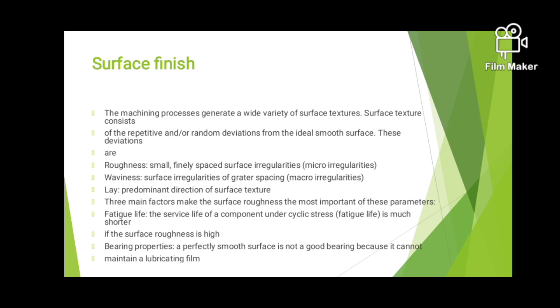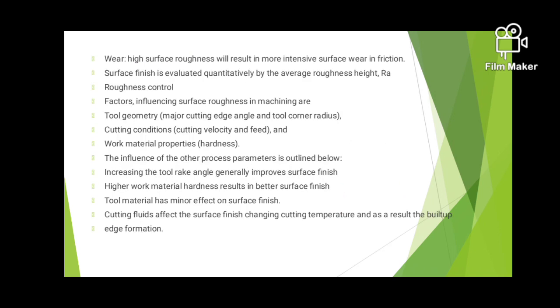The machining process generates a wide variety of surface structures. Surface structure consists of repeating and random deviations from the ideal smooth surface. These are roughness, waviness, lay, and so on. Regarding bearing properties, a perfectly smooth surface is not a good bearing because it cannot maintain the lubricating film. So there are some factors against surface finish. We should follow the surface finish parameters so that we can generate a good surface product.